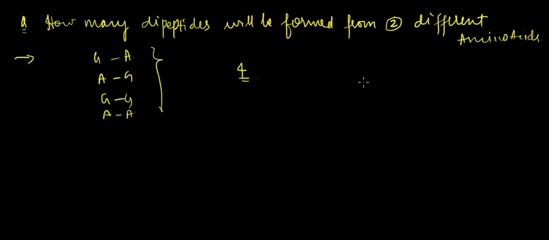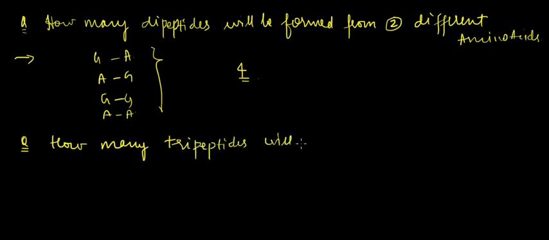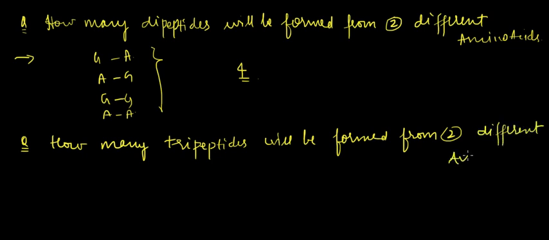Okay, so next let us calculate how many tripeptides would be formed from two different amino acids. So the next question is how many tripeptides will be formed from two different amino acids. Now the answer would be 2 raised to the power 3. The answer would be 8.